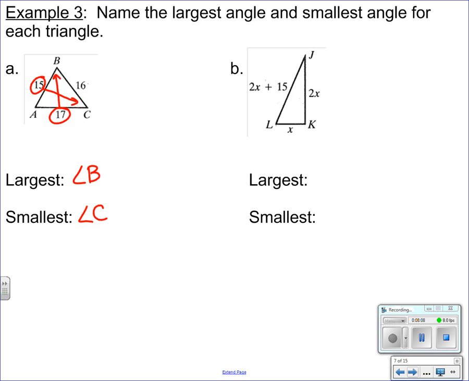Largest and smallest in our second one. Well, x, then I have 2x, then I have 2x plus 15. So I know if I have an integer value, or any value, and I multiply it by 2, JK has to be greater than x. So the smallest side would be LK, because that's just x. Then because I've multiplied it by 2, the next largest side would be JK. Then the largest side, because I have 2x plus 15, I multiplied by 2 and then added something, is LJ. So the largest angle would be angle K, because that is the angle opposite of that side. The smallest angle would be angle J, the angle that's opposite of side x.